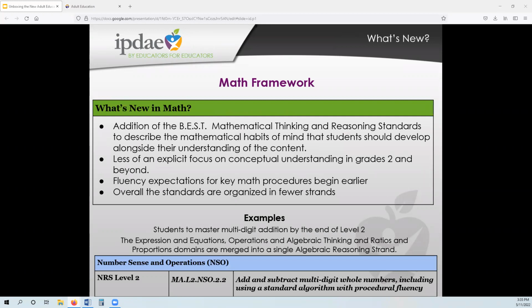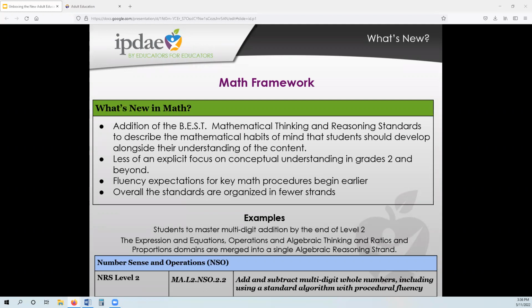Now, what's different? There are a few differences here. And again, we spoke about one earlier, which was just practically how the standards are structured, right? And the move from 9 strands to just 6. But there are a couple other differences. One is, the new K-12 BEST standards introduced something called the mathematical thinking and reasoning standards. And these are really the mathematical habits of mind that students need to be able to develop alongside their understanding of the content. And so these are really important as we think about developing students who are proficient in mathematics. And so we carried those over, and you'll see those listed early on in the standards framework document.